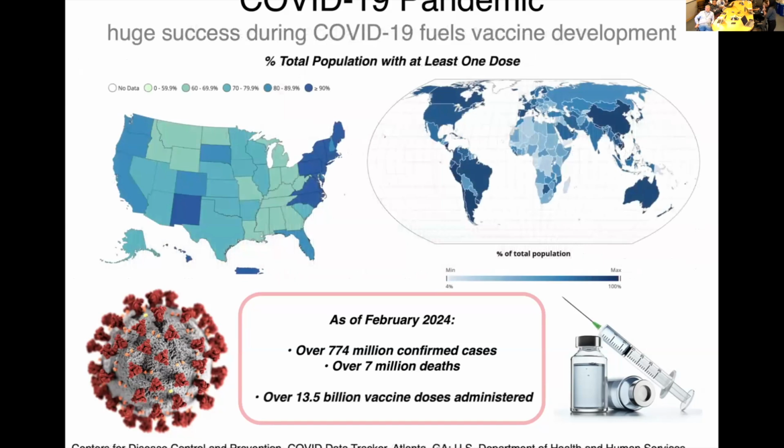And to just highlight our huge success during COVID-19 in terms of the field of vaccine development, here are two graphs that show percent total population with at least one dose of the vaccines in the US and of the world. And actually in numbers, as of February 2024, over 13.5 billion vaccine doses have been administered, which is a pretty impressive number.